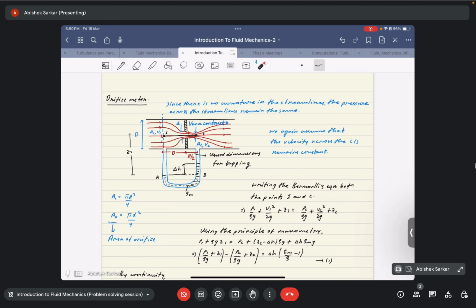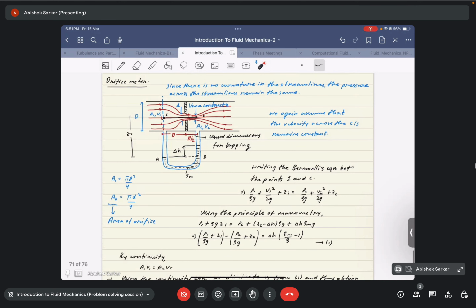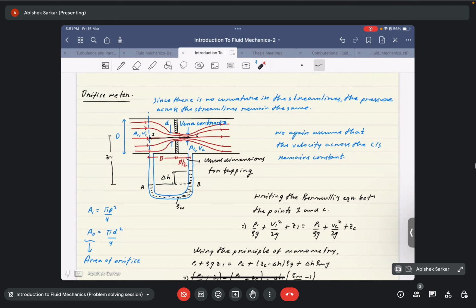But let us look into the construction and the principles used for measuring the volume flow rate with the help of an orifice meter. Okay. As discussed by Prof. Chakraborty, I will not go into detail on each and every point of the orifice meter, but I will just revise it a bit so that it is easy for you to understand and recollect the concept that was discussed by Prof. Chakraborty, and then apply it on the problems that we're going to discuss in today's session.